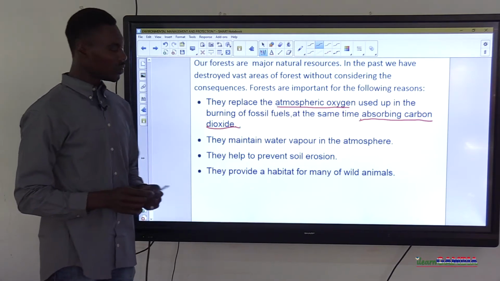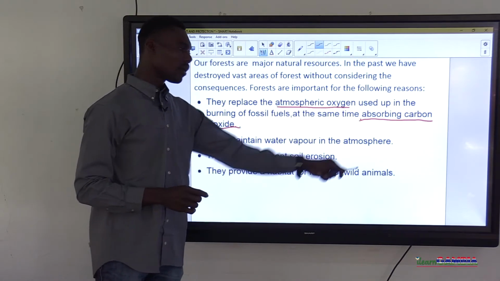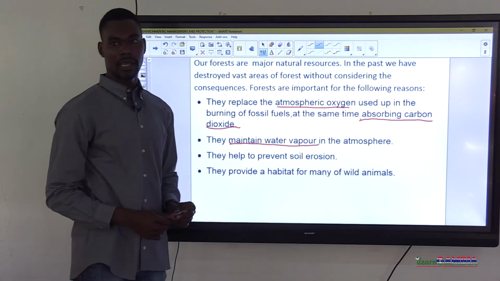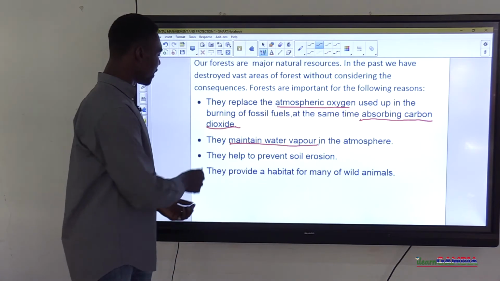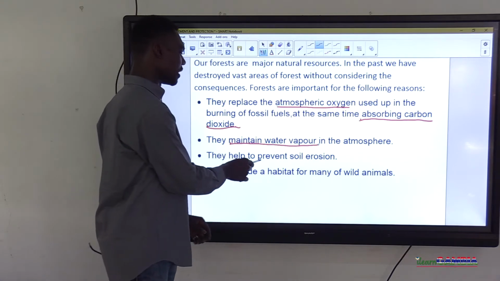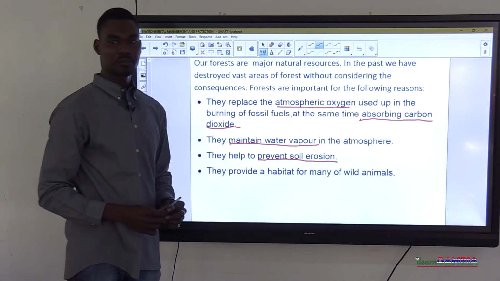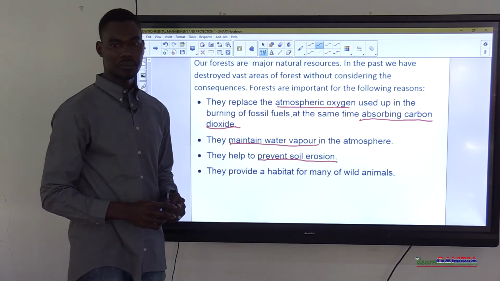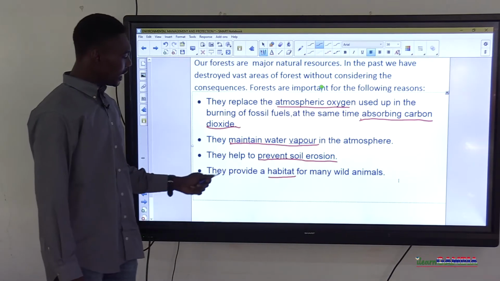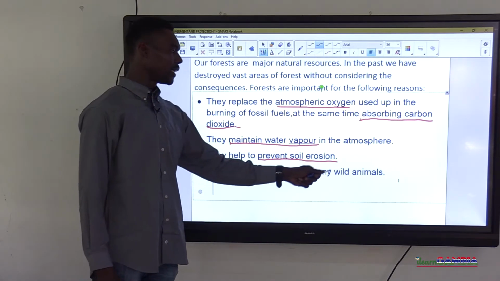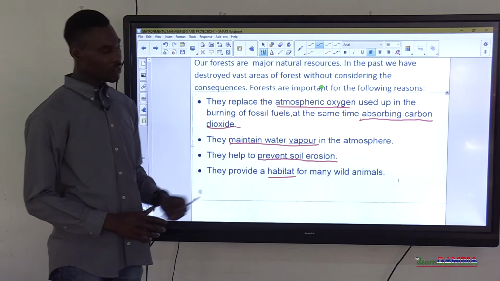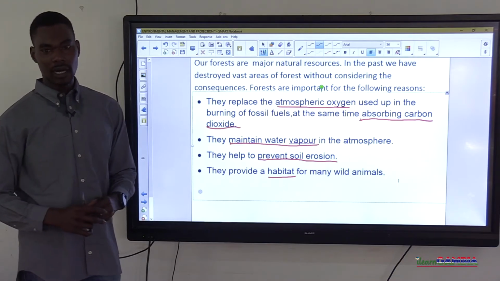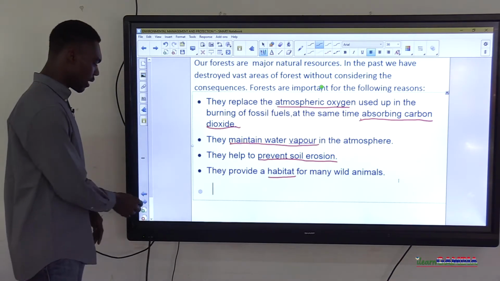Point 2, they maintain water vapor in the atmosphere. So forests help to maintain water vapor in the atmosphere. Point 3, they help to prevent soil erosion. Forest cover helps to prevent soil erosion. Point 5, they provide a habitat for many wild animals. So these are very important uses of the forest. So therefore, it is very important that we protect our forest and manage it well.